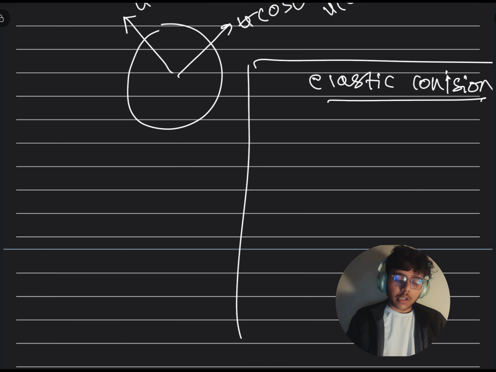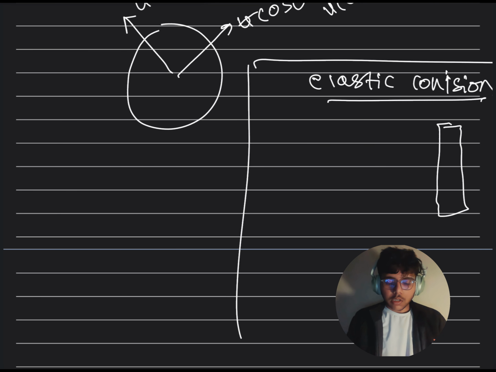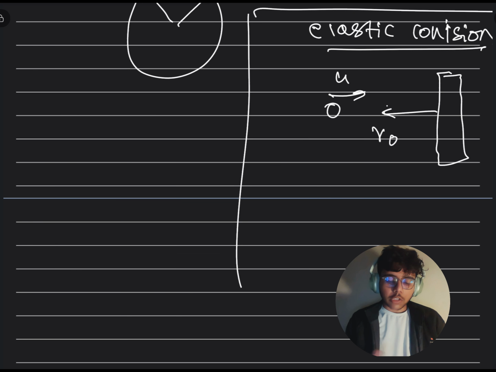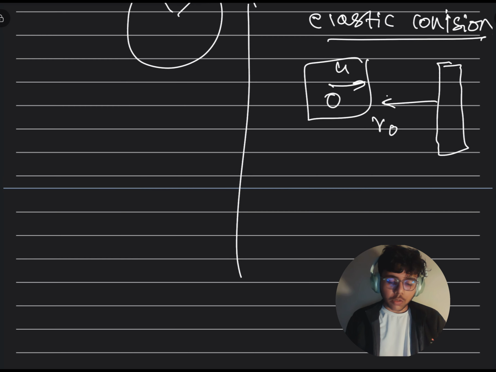In this concept, we are considering that there is a huge wall and a smaller elastic ball, and this ball is coming with u, and this wall is moving with v naught towards that ball. After the collision of this small ball and this massive wall, there would be no effect on the velocity of the massive wall, but this smaller ball would have a massive change. It will completely change its direction after colliding with the massive wall.